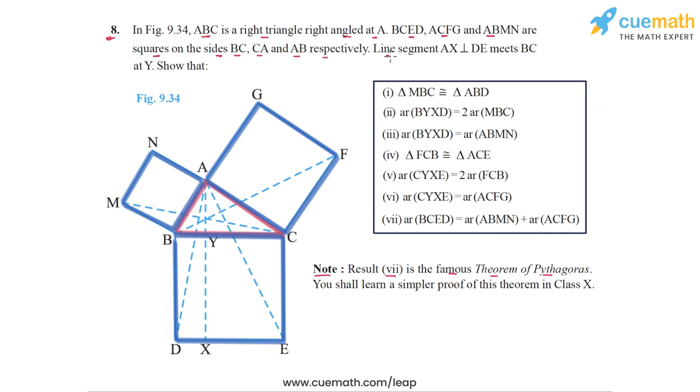Then the problem says line segment AX is perpendicular to DE and meets BC at Y. So I'm highlighting now the line segment AX, which is perpendicular to DE and meets BC at the point Y. Now we have to show each of these 7 parts that I've put in a box. What I suggest is that you take a few moments, pause the video and read and visualize each part carefully and think about what we are being asked to prove. Okay, now let's go through each part one by one.